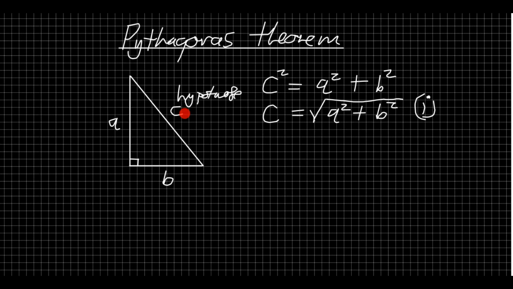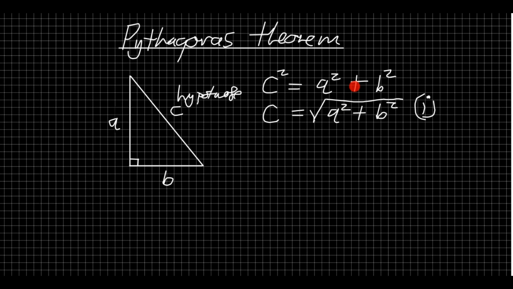This equation helps when we want to find side C, given side A and side B. That's where we use equation 1. So side C is equal to the square root of side A squared plus side B squared. All these sides A and B are squared. Let's make that equation 1.